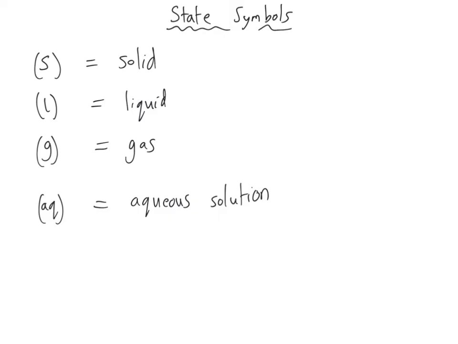Just a quick reminder here about state symbols. There are 4 state symbols that you need to know. S, L, G for solid, liquid and gas, and AQ for aqueous solution. So these are all lowercase letters, don't get confused and write a capital, and they're all pretty self-explanatory, except perhaps the aqueous solution, and I want to explore solutions a little bit now as a way into ionic equations.